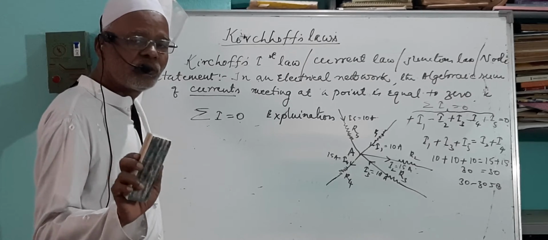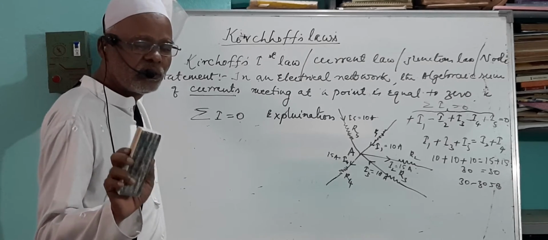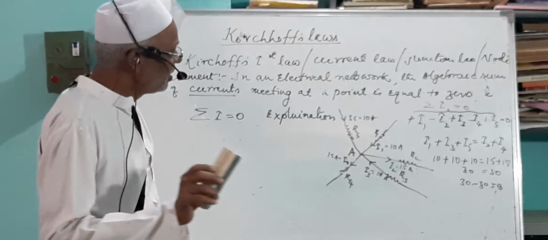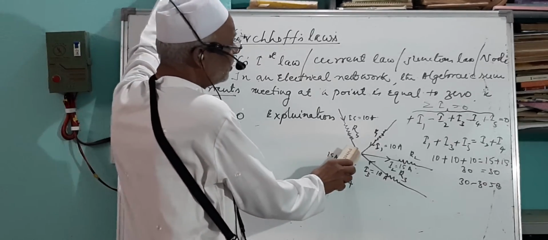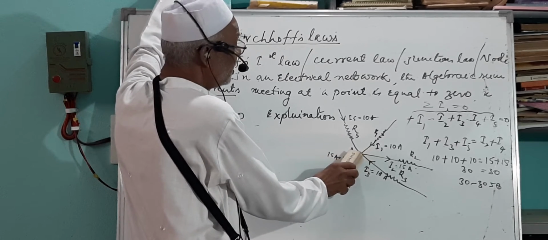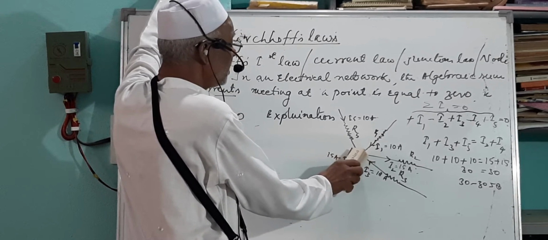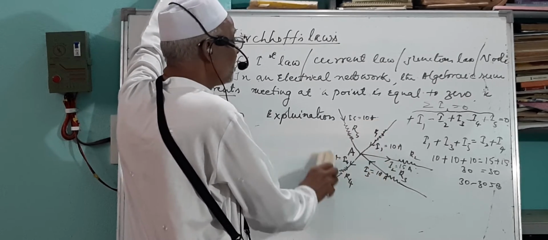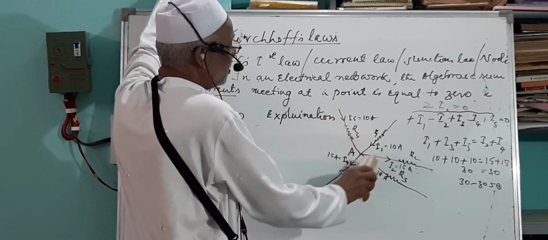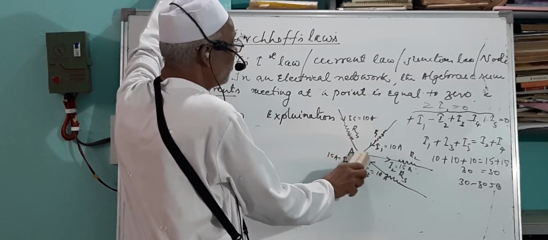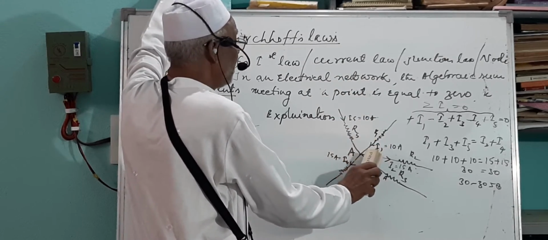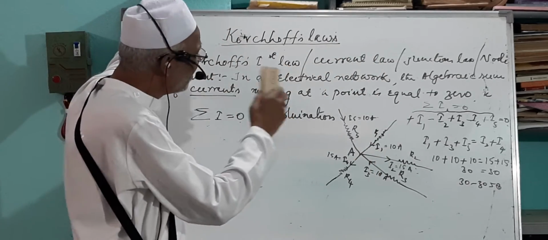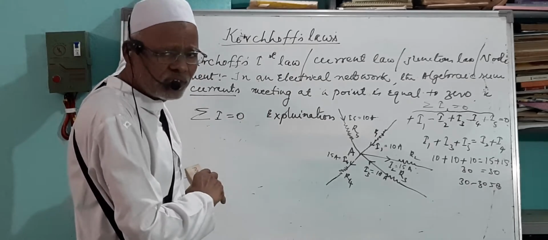A junction is sometimes also called a node, so Kirchhoff's first law is called the junction law, and sometimes also the node law. Since we are dealing with the current in this circuit, it is known as Kirchhoff's first law, the current law. So these are the alternate names for Kirchhoff's first law.